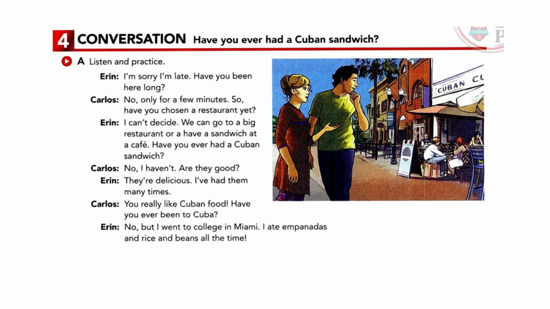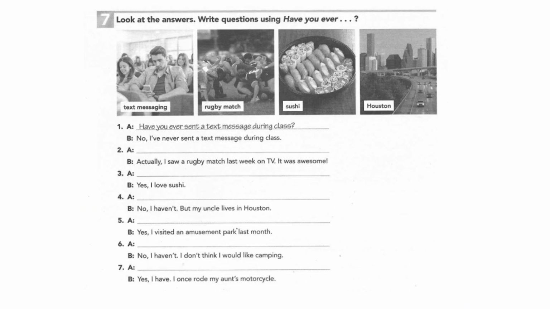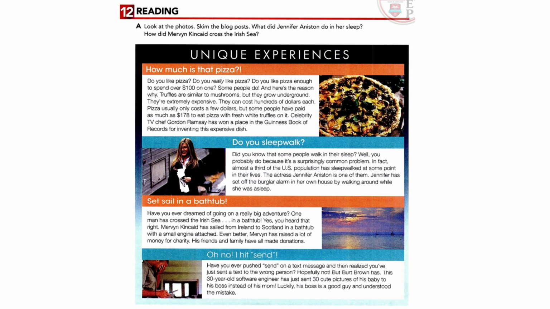Okay, what else? And this conversation. Have you ever had a Cuban sandwich? Okay, that's homework number 2. And homework number 3 is going to be the reading, of course, the reading. So look at the photos, skim the blog posts. What did Jennifer Aniston do in her sleep? How did Mervyn Kincaid cross the Irish Sea?